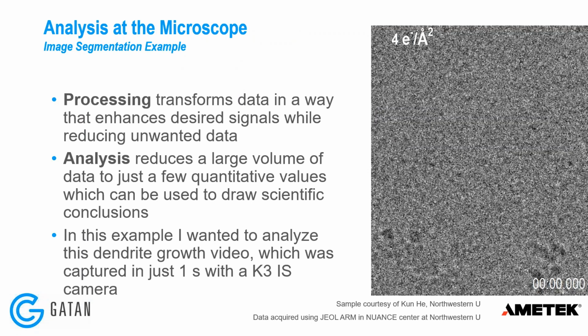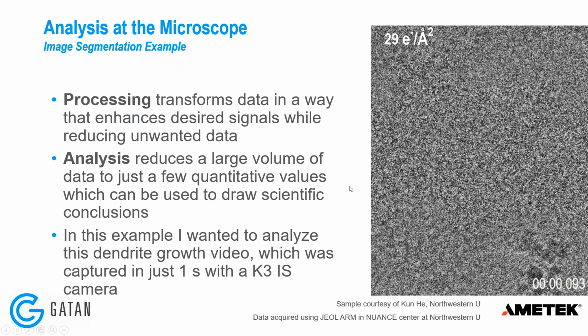So the last example that I want to show is one of analysis at the microscope. And I just talked about processing data, so I want to explain what I mean by processing and analysis and how I see these differently. So I think processing transforms data in a way that enhances desired signals while reducing unwanted data. But analysis goes beyond that and reduces a large volume of data to just a few quantitative values that can then be used to draw scientific conclusions.